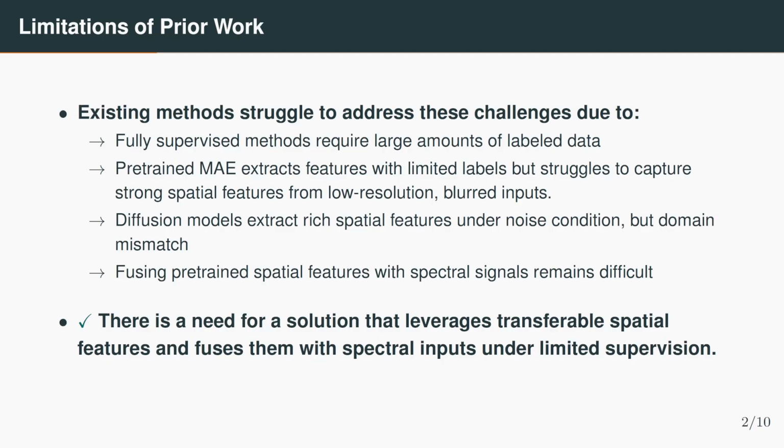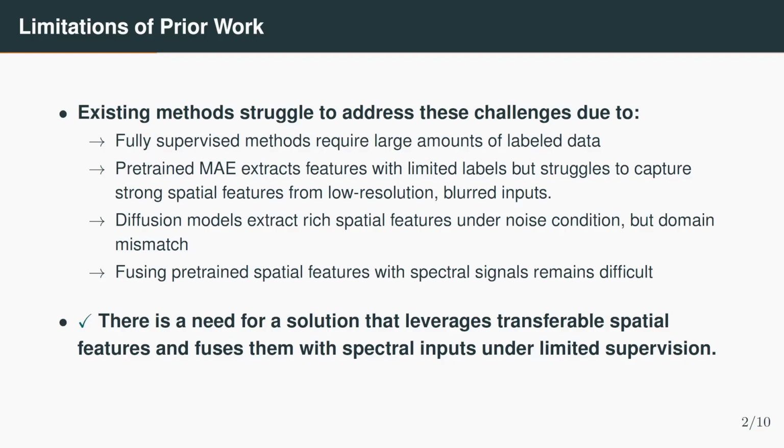Let's look at some of the limitations in prior work. Fully supervised methods, especially those that use attention to model relationships, rely heavily on large amounts of labeled data. Pretrained masked autoencoders, which are widely used today, can help extract spatial features with fewer labels, but they struggle with the low resolution and blurry texture that is common in hyperspectral imagery.